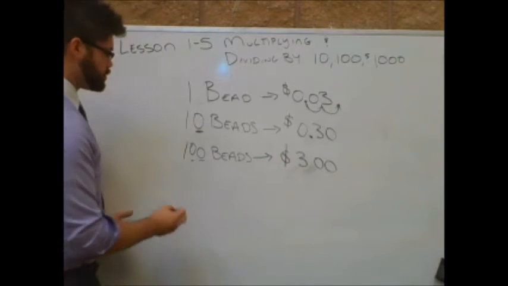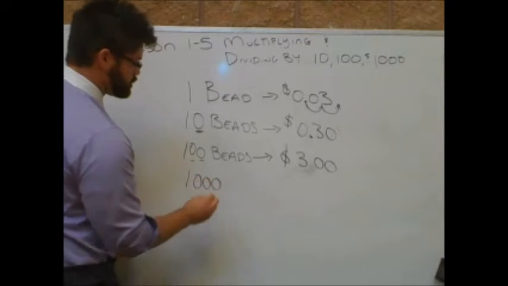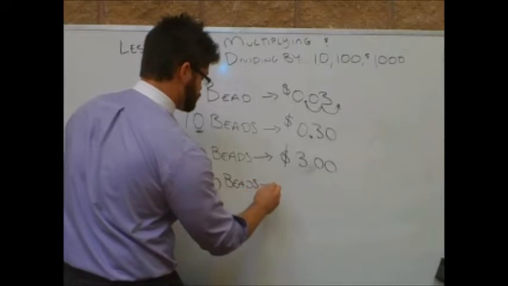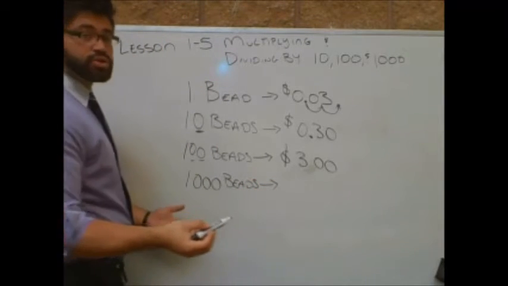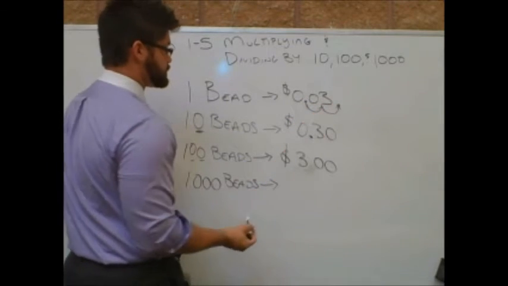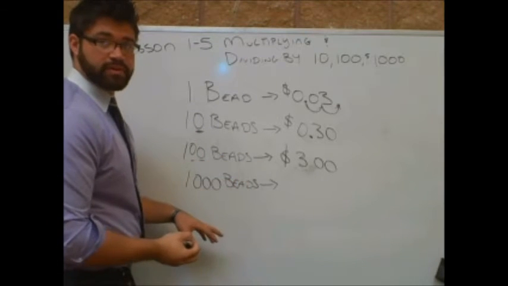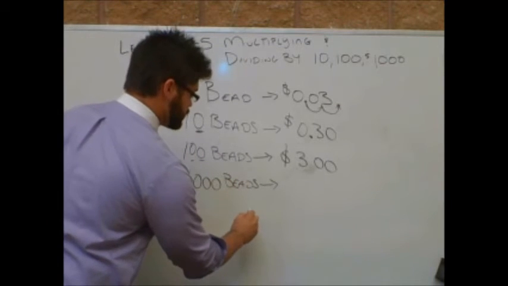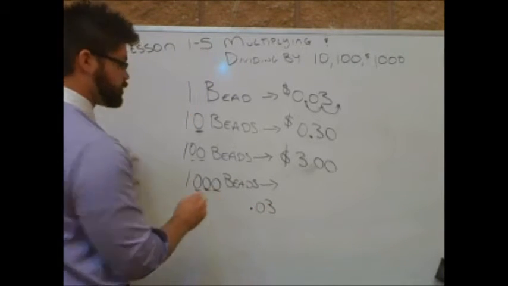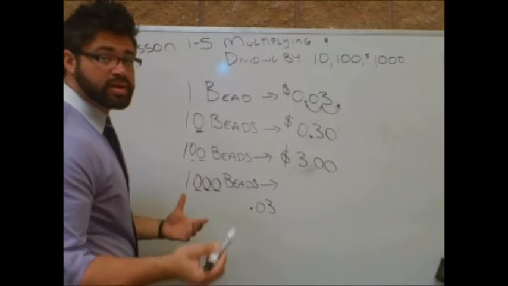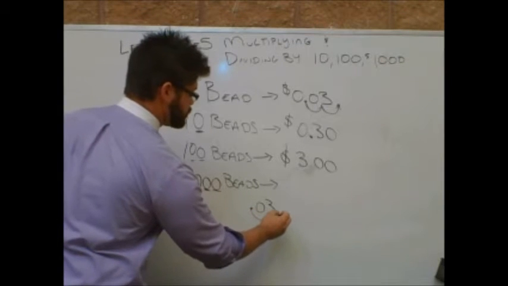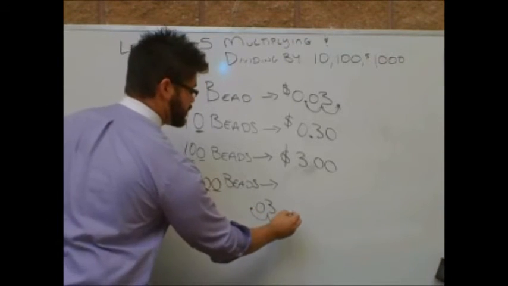So let's see if this pattern holds true. What if I wanted to do 1,000 beads? Well, if the pattern holds true, then I just need to move my decimal point one more place. So let's not mess with all the junk that we have going up here. We're going to go ahead and start with our 3 cents. And since I have 1, 2, 3 zeros in 1,000, I'm going to move my decimal point 3 places to the right. So we're going to go 1, 2, 3. And then I need to place my decimal point.